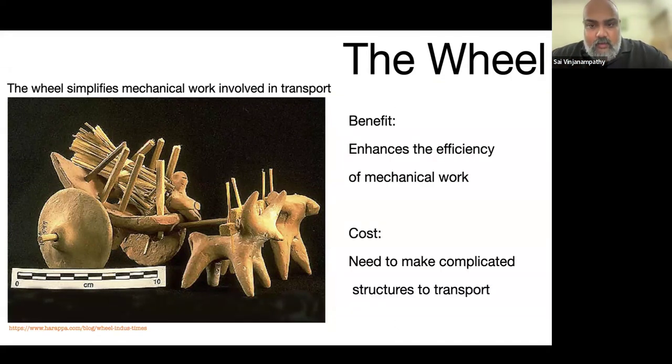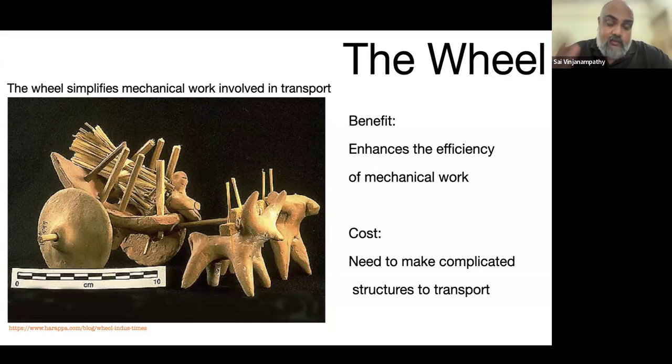And again, the benefit is straightforward. It enhances the efficiency of mechanical work. So in this toy example, the wood or whatever substance it is that is in the back of the cart, the person would have to carry it on their back, and both the amount of wood that they can carry and the distance to which they can carry it is greatly enhanced by the invention of the wheel, because of course the actual efficiency of transport is enhanced.